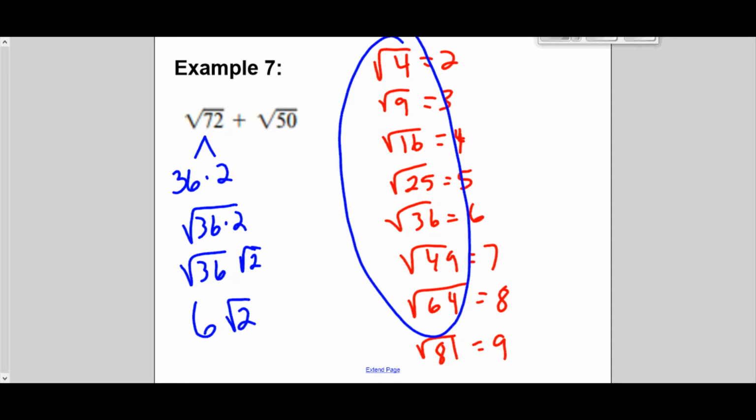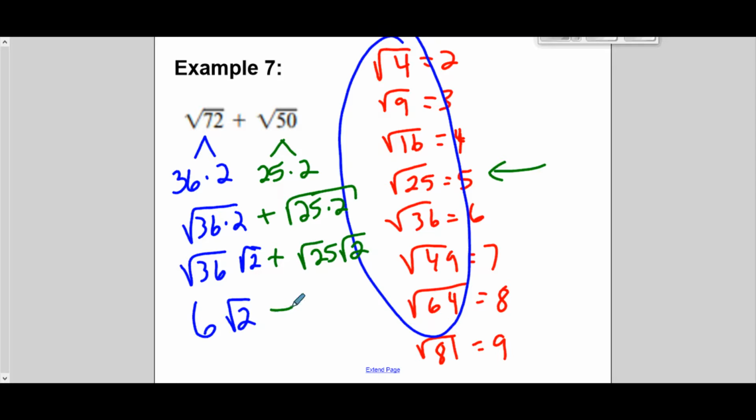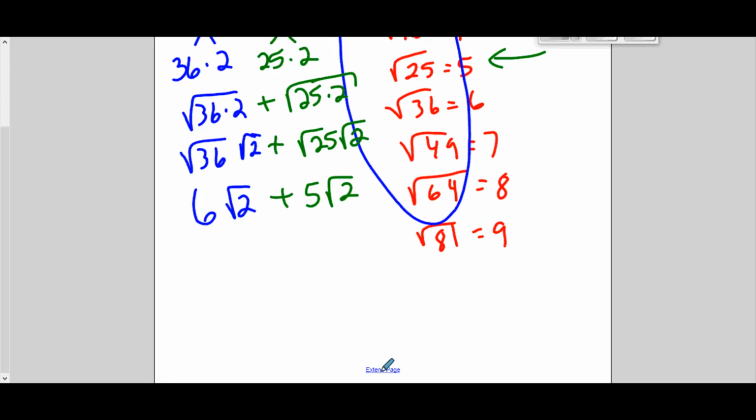Now I'm going to simplify the square root of 50. So 50, hopefully this one's a little obvious for you. You could divide 50 by 2 and you'd get 25. This would be 25 times 2. So this would be square root of 25 times 2. Let's put a plus sign in between. So this would be square root of 25 times square root of 2. So we know the square root of 25 is 5, and the square root of 2 is just square root of 2. 5 plus 6 is 11. Square root of 2 can't be reduced. So this would be 11 square root of 2.